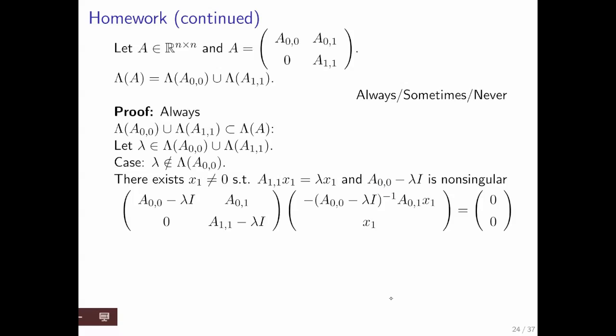This time we try to find a vector in the null space of A minus lambda I, which is written on the left here. And it turns out that this vector here is constructed in such a way that if you multiply it out, you get the 0 vector. Now notice that this vector is well defined because we know that x1 exists. That comes from the fact that lambda is an eigenvalue of A11. And we know that this inverse here exists, and therefore this entire subvector here exists. So this is all well defined.